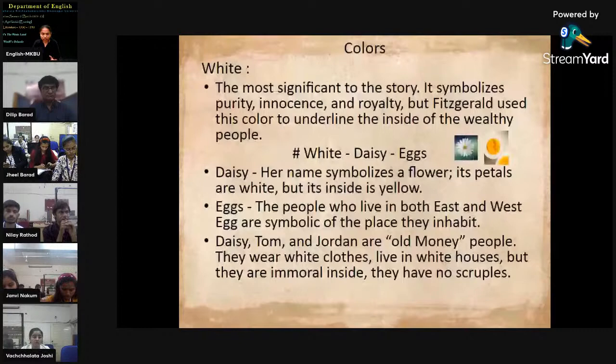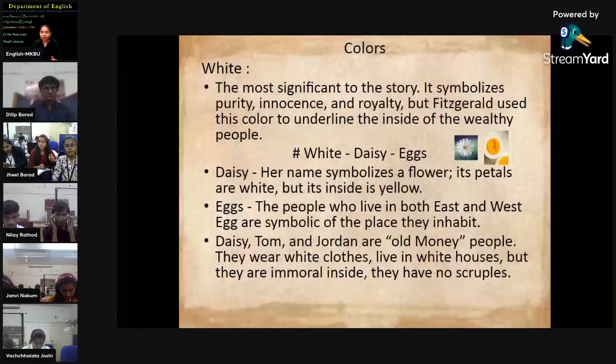The color symbols: the color white is the most significant to the story. It symbolizes purity, innocence, and royalty. But Fitzgerald used this color to underline the inside of the wealthy people. White is used for Daisy.